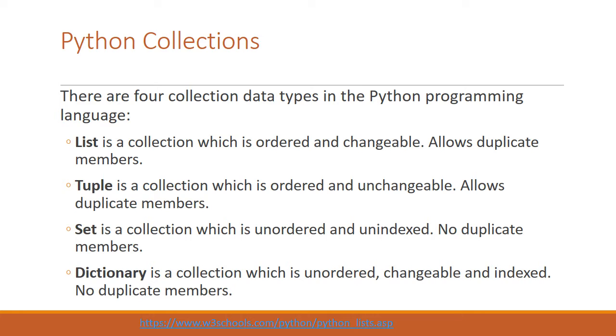A set is a collection which is unordered and unindexed, and no duplicate members are allowed. A dictionary is a collection which is unordered, changeable, and indexed, and again, no duplicate members are allowed.